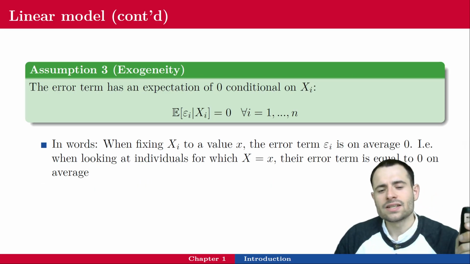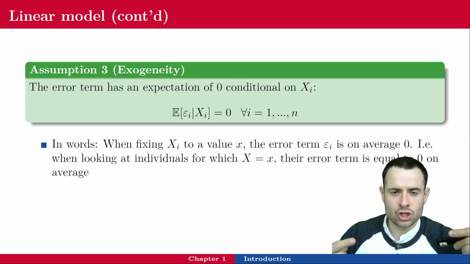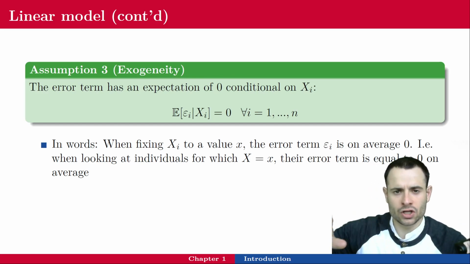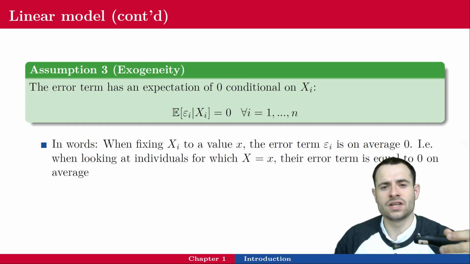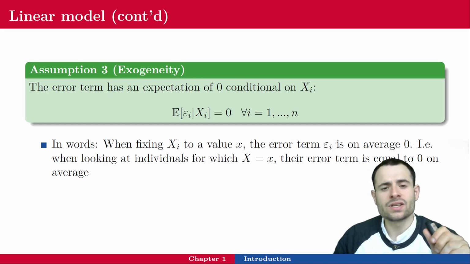Note that if this is the case for any x, whether x is equal to 1, 2, 3, 4, or 5, every time the average of epsilon is 0. So it means that the unconditional average of epsilon, so the expectation of epsilon without any condition at the end, will also be 0. And that brings us back to the remark made at the beginning of the lecture. This assumption is also going to be particularly important, especially for the OLS estimator.